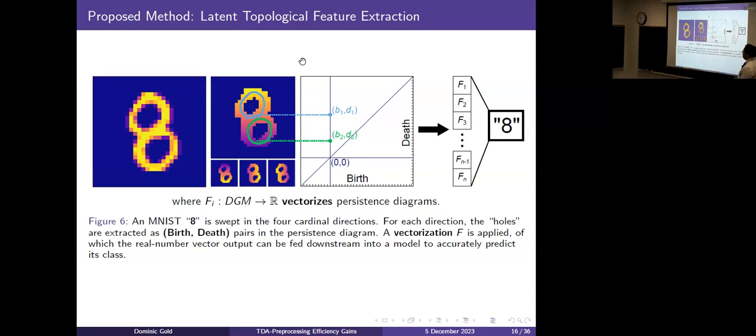But the point is that, at a very high level, you reduce this really, really high dimension image into really, really compressed information that encodes its topological complexity. And that makes things really efficient, as I will show you. Okay, perfect.